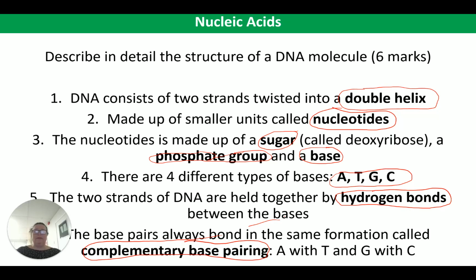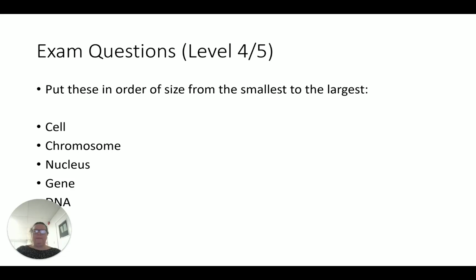So double helix, made of nucleotides. We've got sugars, phosphate groups, and a base. A, T, G, and C are the bases, held together by hydrogen bonds. And complementary base pairing. If you can't remember that word, you can say A joins with T and G joins with C. Remember, cars in the garage, so C and G go together. And then ants are termites, so A and T go together. Okay, so you've done really well if you've got up to that point.